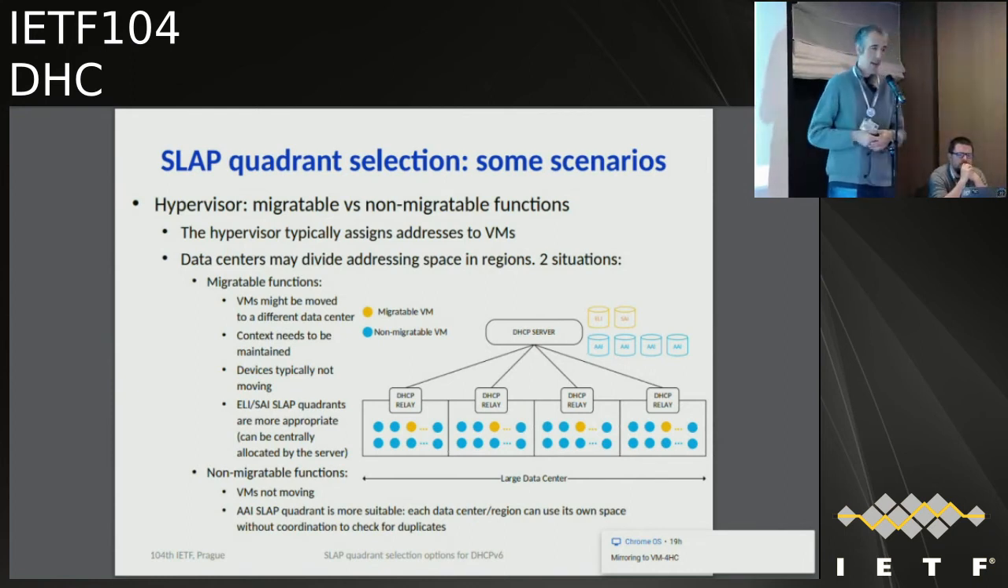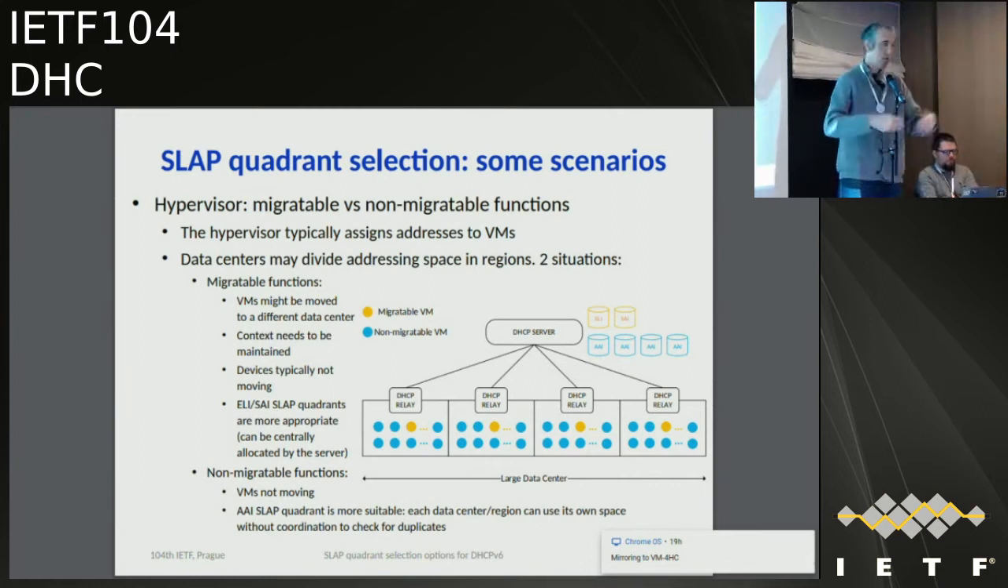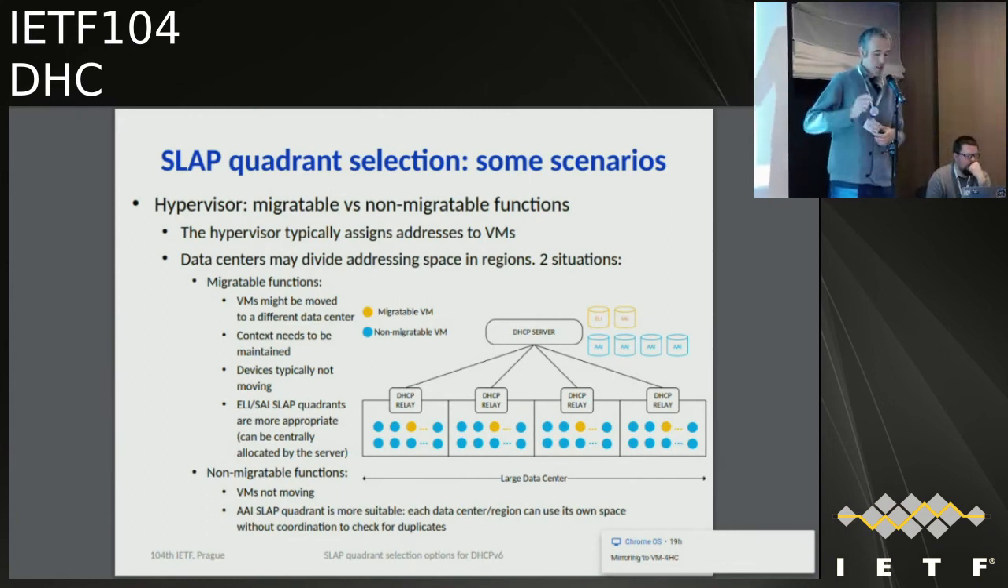For example, using an AAI quadrant, and we are assuming here a large deployment in a data center, you may want to use AAI to facilitate the assignment or the management of the addresses by having multiple pools, and you can manage those independently without any coordination. This is compared to the case in which you may want to migrate the function and you need to avoid address duplication if the virtual machine goes to another region with another pool of addresses.